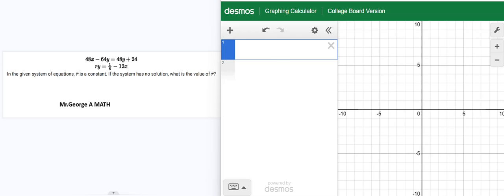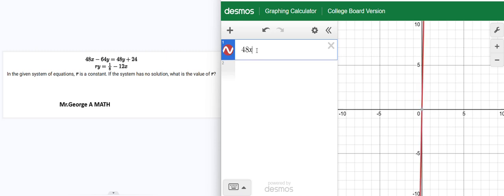Hi guys, here is another system of equations, and this question is a little hard because it's asking, if it's no solution, how much is your R? And now we don't have any choices to enter like the previous question. Okay, so let's start and see how we do this.